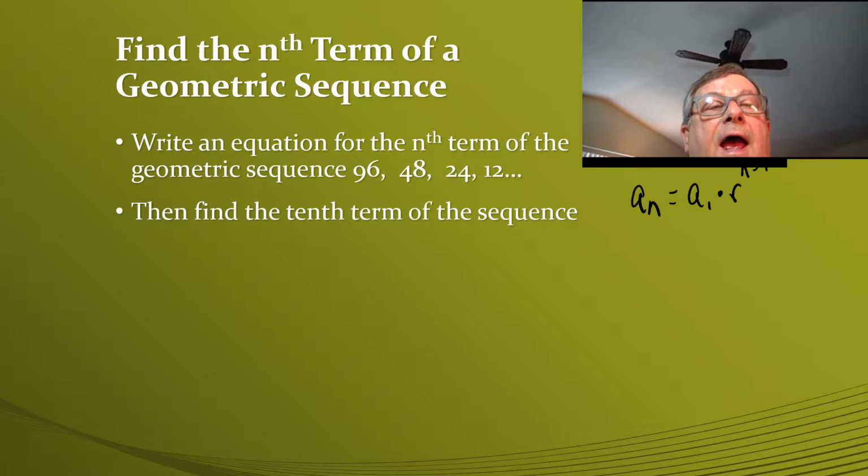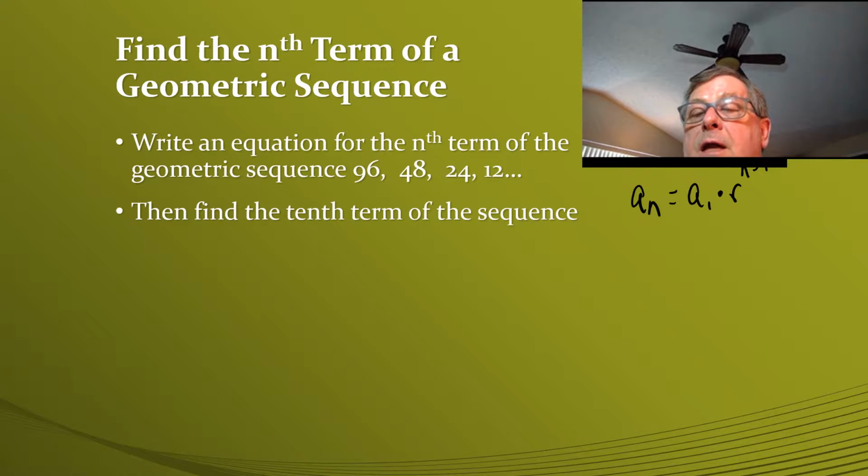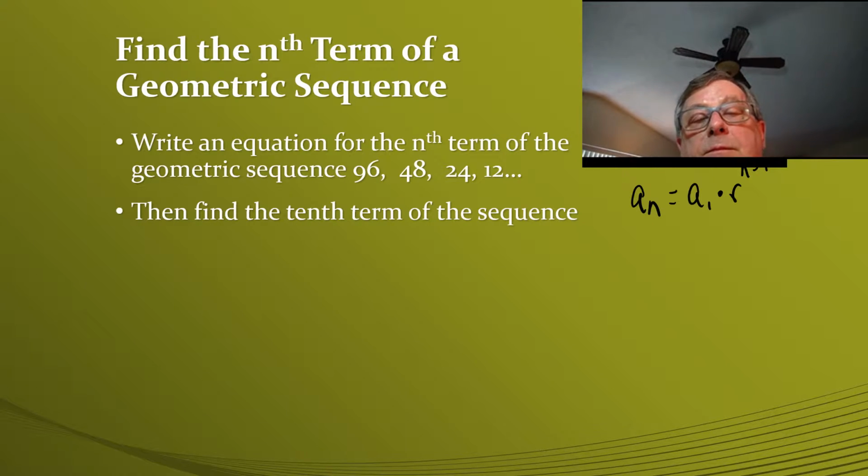So let's take a look at what we have here. We've got: write an equation for the nth term of a geometric sequence of 96, 48, 24, and 12. Well, I know a_1 is going to be 96. I'm going to be able to plug that in. But I've got to determine the common ratio. So if I take 48 and divide it by 96, you're going to find that that is equal to a half. So I could either have 1/2 or 0.5.